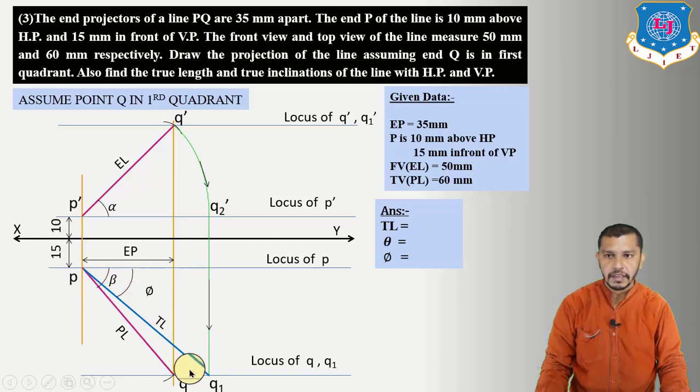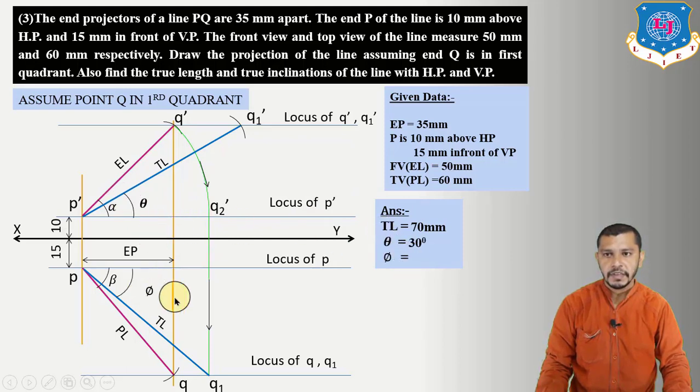Now measure this true length, that is PQ1. Take center at P dash and give an arc on the locus of Q dash. Here we will get Q1 dash, and by connecting Q1 dash to P dash, we will get the true length, which is inclined at an angle of theta. Now measure the true length by using the scale, which is equal to 70 mm. Measure theta by using the protractor, we will get theta equal to 30 degrees, and measure phi by using the protractor, we will get phi equal to 45 degrees. So this will be our final answer.